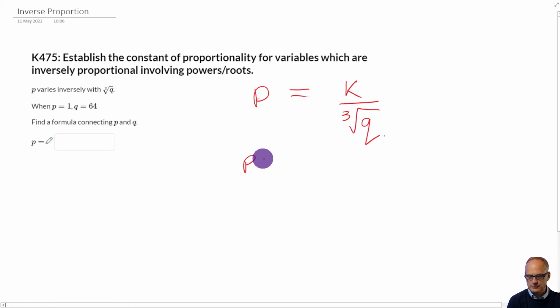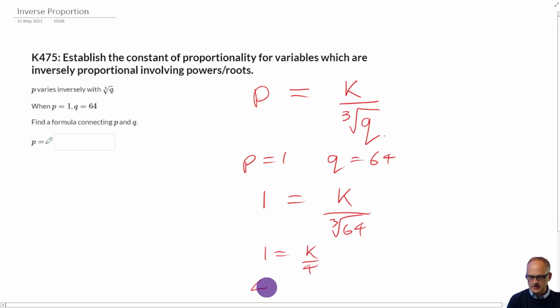We're told p equals 1 and we're told q equals 64. So put them in. p equals 1. k we're trying to find. Cube root of q, cube root of 64, and the cube root of 64 is 4. So we get 1 equals k over 4, so therefore k must be equal to 4. So put that back into our equation, we get p equals 4 over the cube root of q.